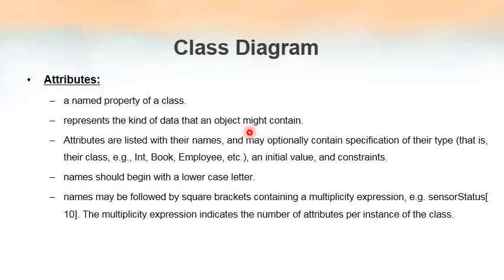When we write attributes, we can also represent the type of data, like is it int or is it a float, something like that. When we write the names of the attributes, it must begin with a lowercase letter. That is a naming convention followed by the UML diagrams. And we can also represent the multiplicity. That means if it is an array, as you all know, an array is a collection of data of the same type. So if an attribute is an array, we can represent the multiplicity, how many elements it can hold. Okay, so that is about attributes.